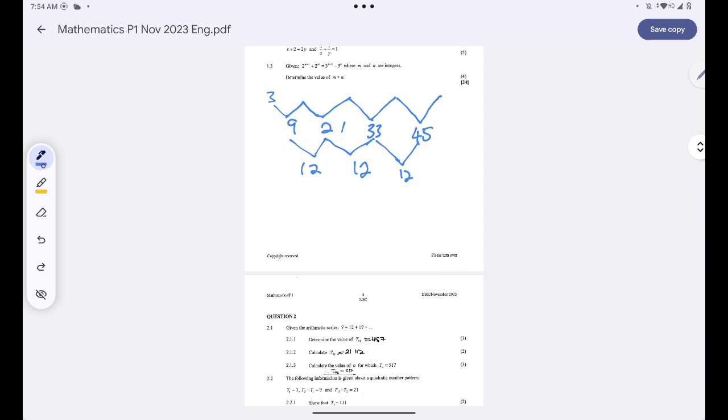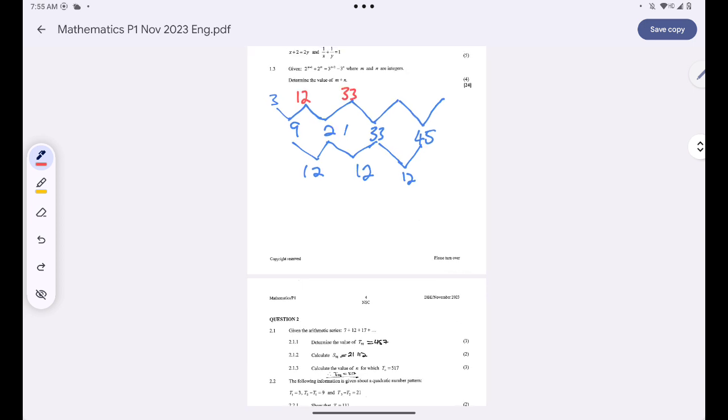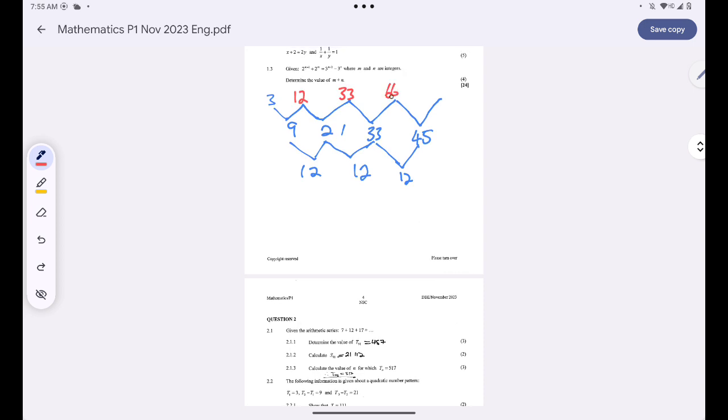So for me to show that the fifth term is just 111, all I need to do is to keep on adding these terms. 9 plus 3, this will give me 12. 12 plus 21, this will give me 33. 33 plus 33, this will give me 66. And then 66 plus 45, this will give me 111. So this is how I would have shown that the fifth term of the sequence is 111.